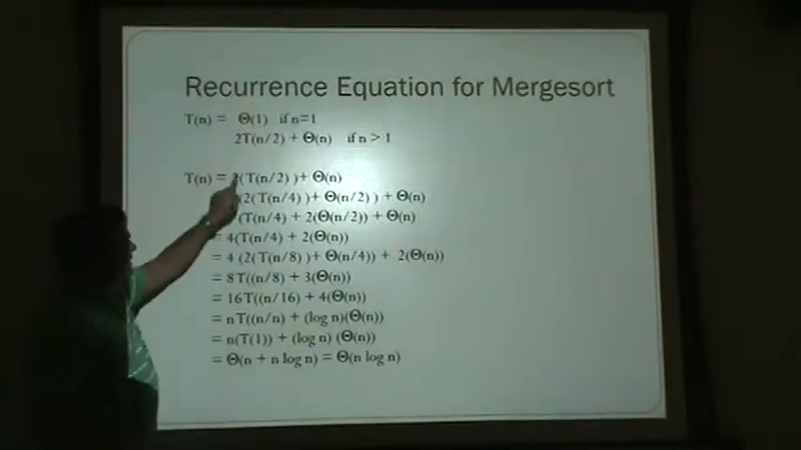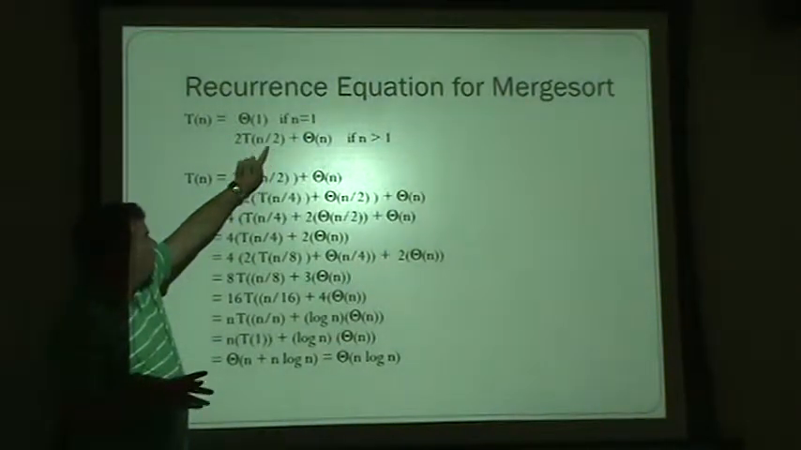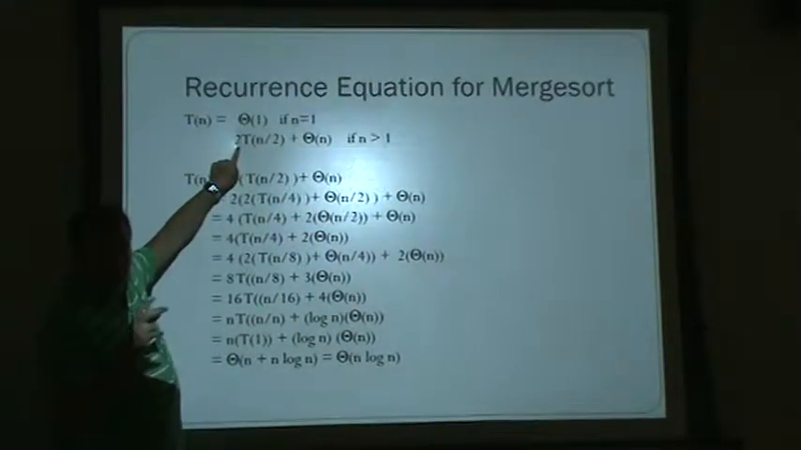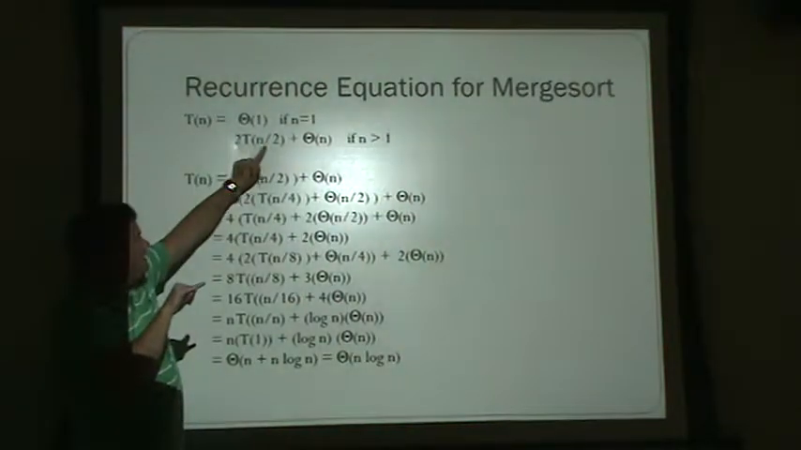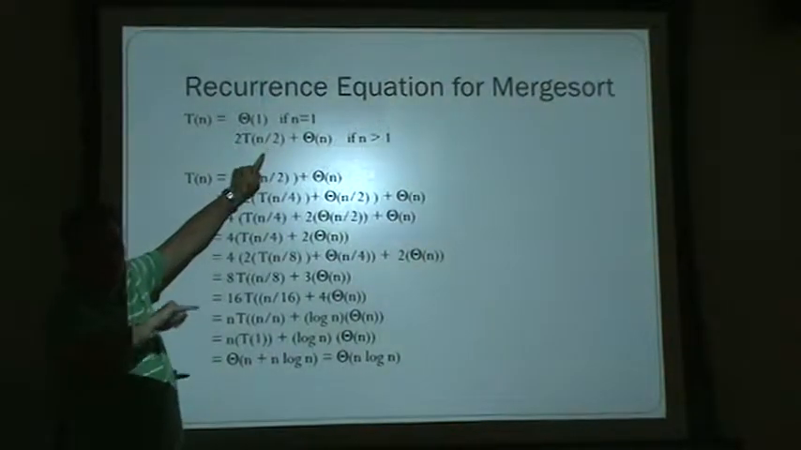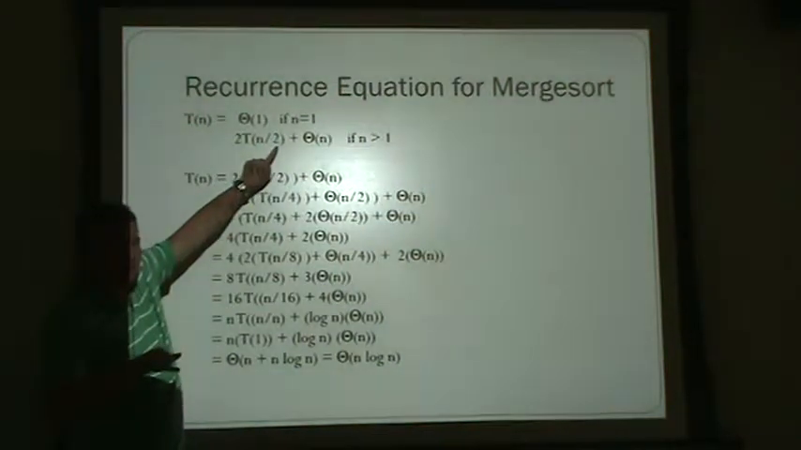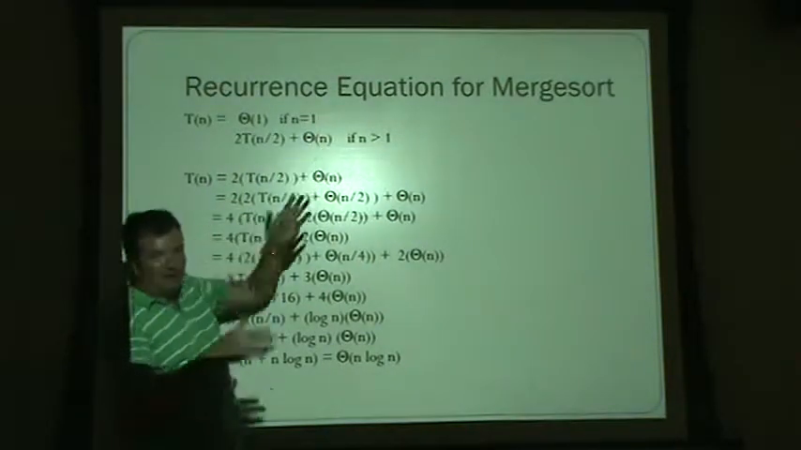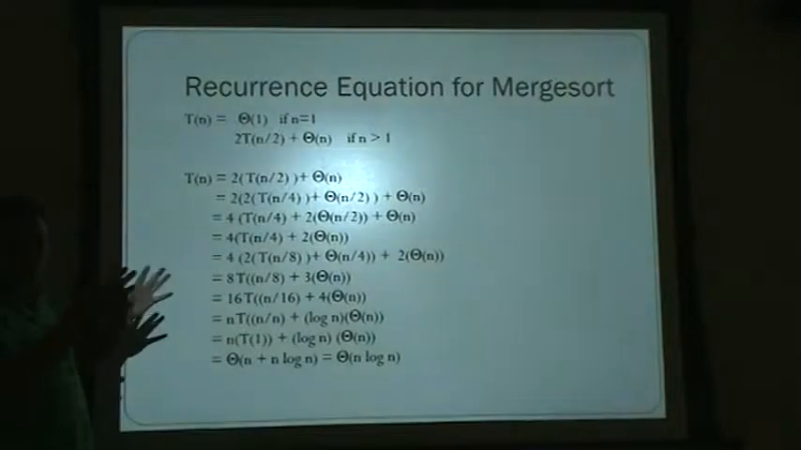But we know one thing. It's going to take however long it takes with half as much data. We're going to do that 2 times. We're going to call merge sort on the first half, which has half as much data, and then we're going to call merge sort on the second half, which also has half as much data. And then we're going to run an algorithm which has a linear running time to it, where we merge the two lists together.